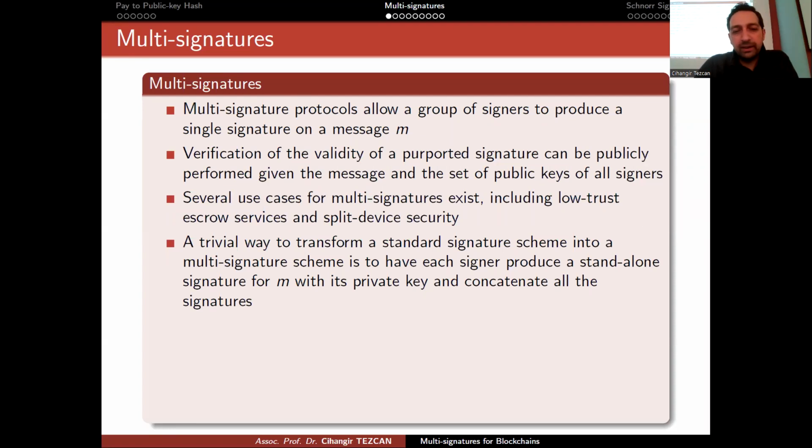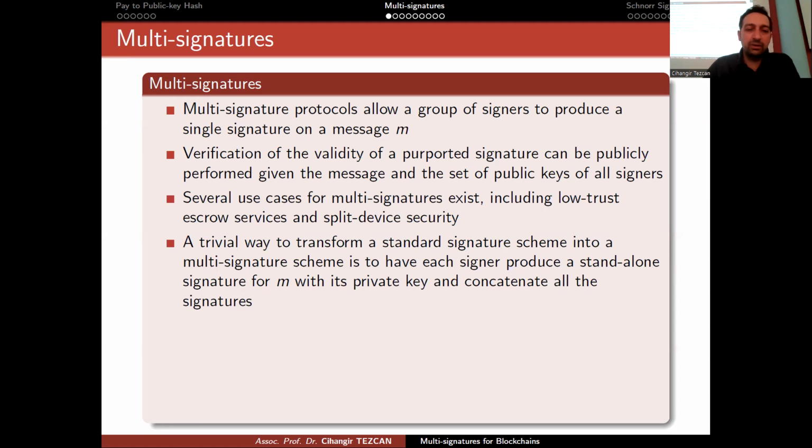A trivial way to transform a standard signature scheme into a multi-signature scheme is to have each signer produce a standalone signature for the message M with its private key and concatenate all the signatures. So this is the most obvious way. So we want M people to sign a message. We can ask them to sign independently, and then we can concatenate all of the signatures.